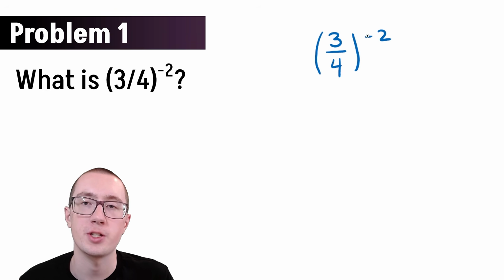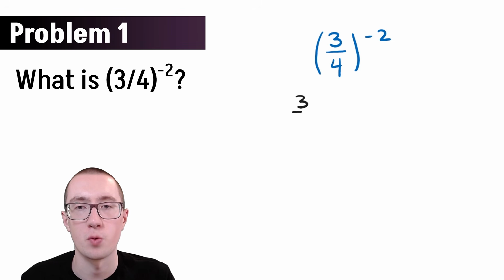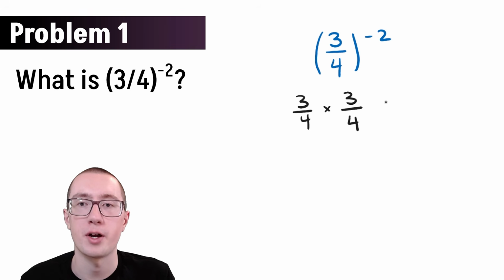So basically, we're just going to ignore the negative sign for now, and we're going to treat this as 3/4 to the power of 2. That means we need to multiply 3/4 by itself twice. So we're going to have 3/4 times 3/4. Now remember that to multiply fractions, we need to multiply the tops and multiply the bottoms. So in this case, 3 times 3 is 9, and 4 times 4 is 16.